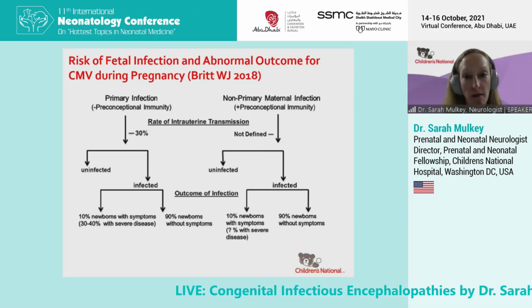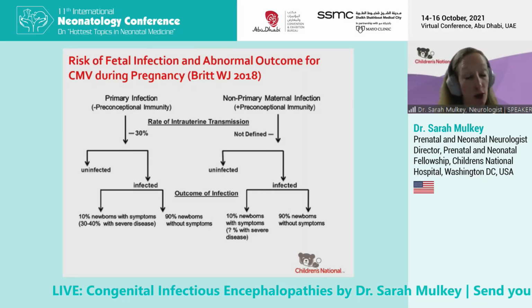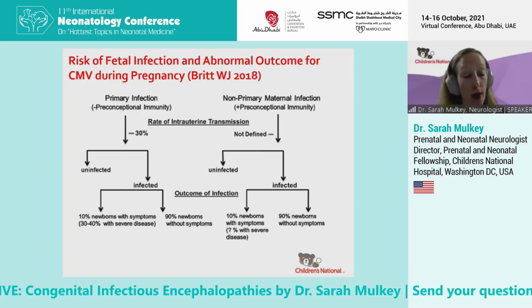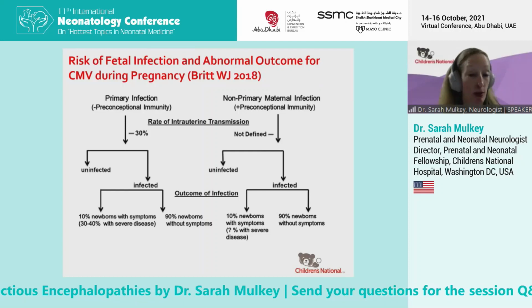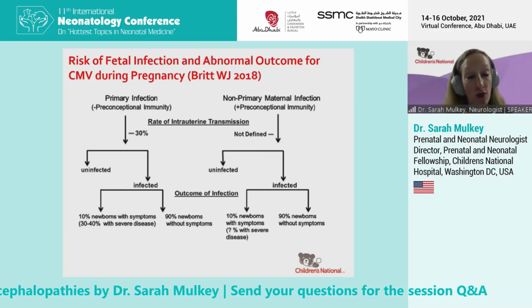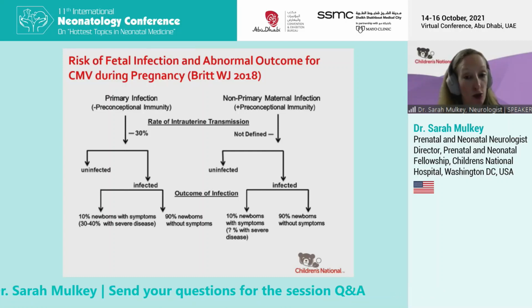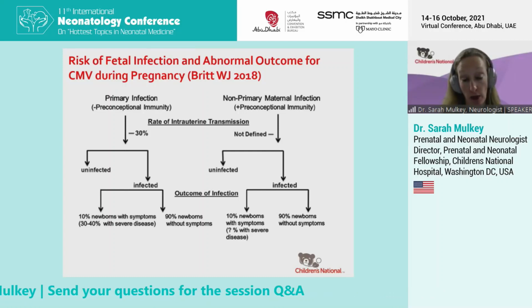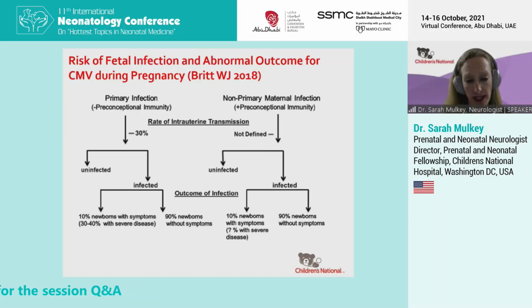So this is some nice work done by Dr. Britt looking at the risk of fetal infection and abnormal outcome during pregnancy, whether a mom has preconceptional immunity or does not. If it's a primary infection, as we talked about a little earlier, the risk of intrauterine transmission is about 30%. Of those infected, about 10% of newborns will have symptomatic disease, and 30 to 40% of those will be severe. But 90% of babies will be without symptoms.